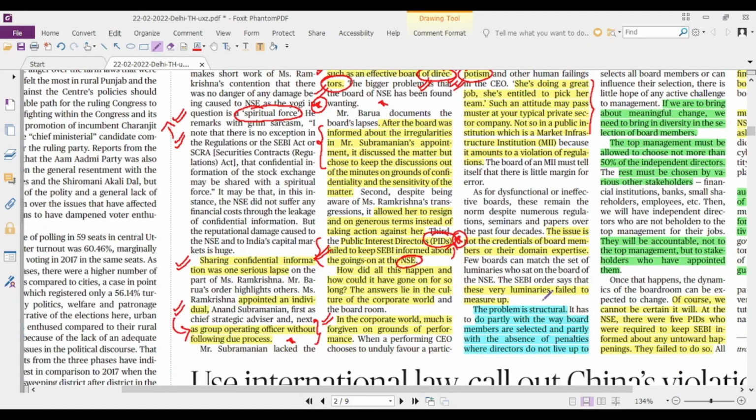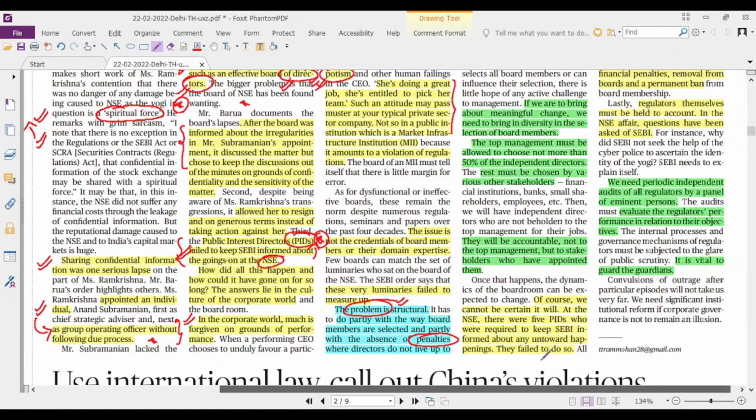And the author says this problem is structural, because it is not that the board members are not qualified. In fact, they are very highly qualified. But why didn't they report? They were supposed to speak about this and report it to SEBI. They were supposed to take action, but they all remained silent. They didn't take any penal action against the MD and CEO. The author says probably because these directors are chosen from a group of highly qualified people. That group is a closed group where each would be known to the others.